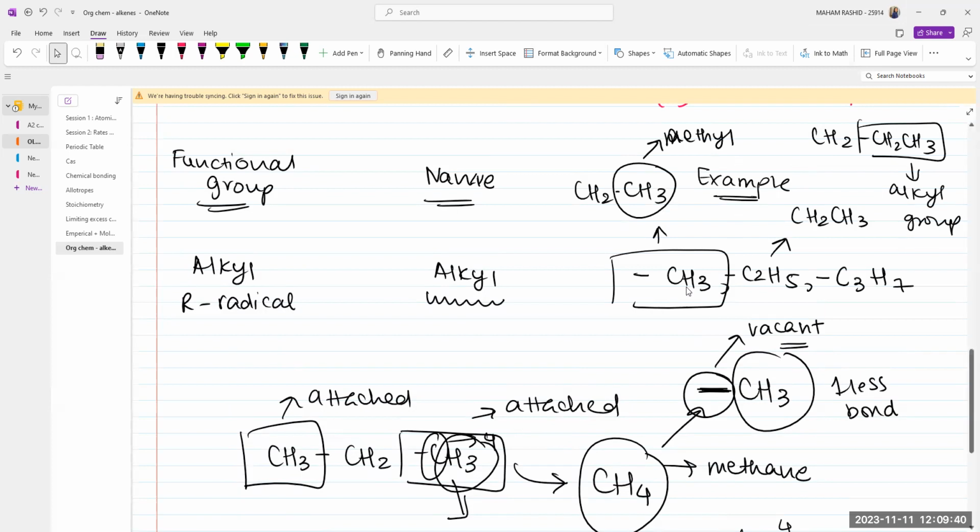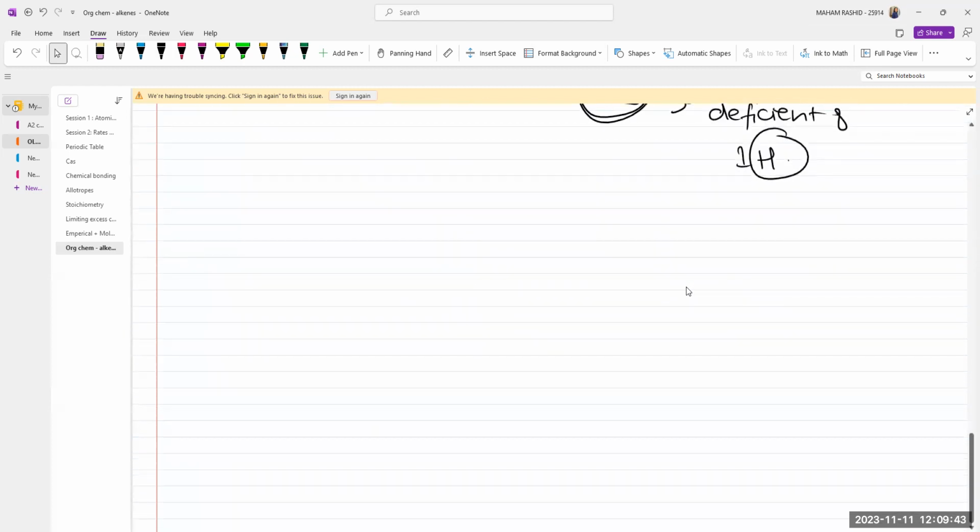Now that we're done with this, alkyl groups are just an overview, but here is the real, proper definition for the alkyl.